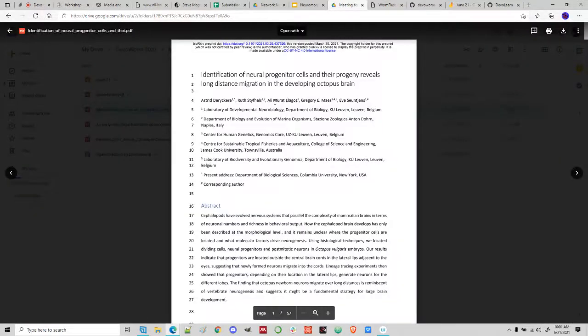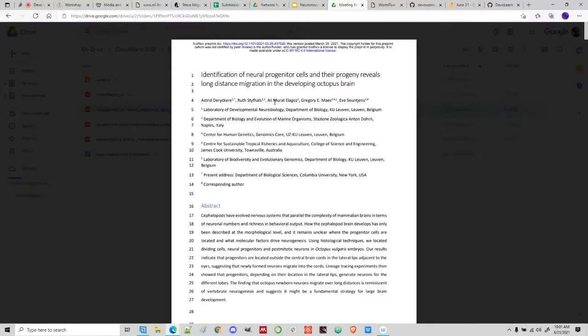The next paper is this paper on identification of neural progenitor cells and their progeny reveals long-distance migration in the developing octopus brain. So we're going from C. elegans to octopus, and we're moving from metabolism up to these differentiating cells and their progenitor cells, which are not stem cells necessarily, but they're the progenitors to what will become neural cells. So I guess they would be classified as pluripotent cells that are early forms of a neural cell.